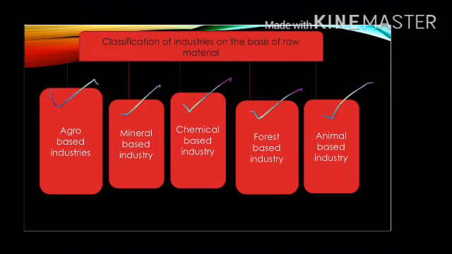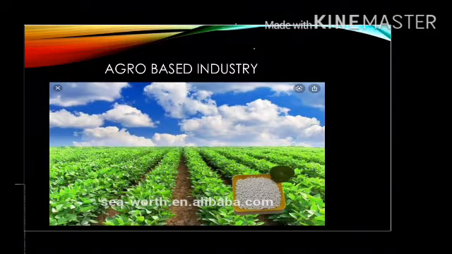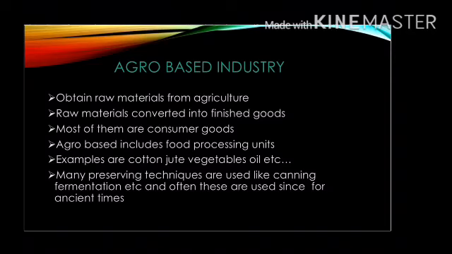So first is agro-based. Agro-based industry. When I talk about agro-based, it means the industry is dependent upon agriculture. They obtain raw material from agriculture. Then raw material is converted into finished goods, and then finished goods are sent to the rural and urban markets. Most of them are food processing units, like beverages, coffee, tea.